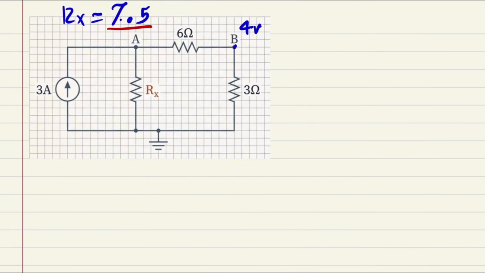I have to write again 2 nodes. I have to write the 2 KCLs. Again, the currents are repealing. I have to consider this fact. And VB is already 4 volts, so that is okay.